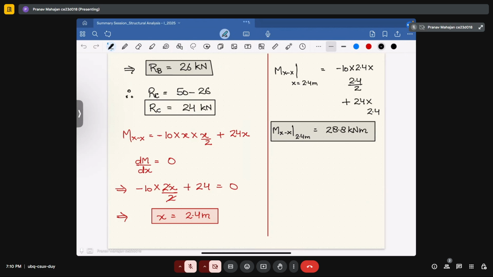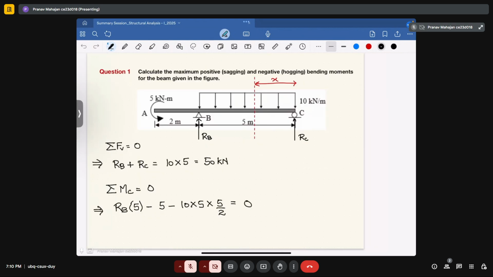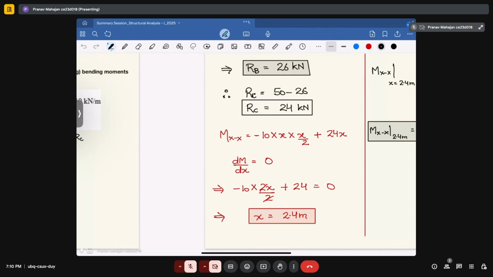Now, the question is asking you to calculate the maximum bending moment and the maximum sagging moment. So in this case, you will define the moment equation about any section. Let's say we have taken a section at distance h, which is in between the UDL that you have applied over the section.